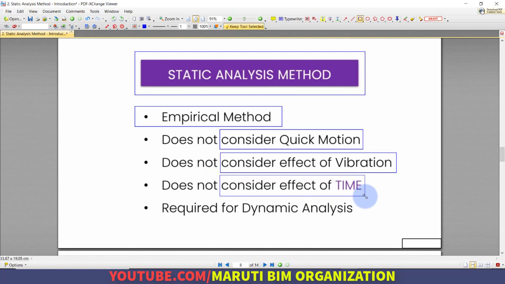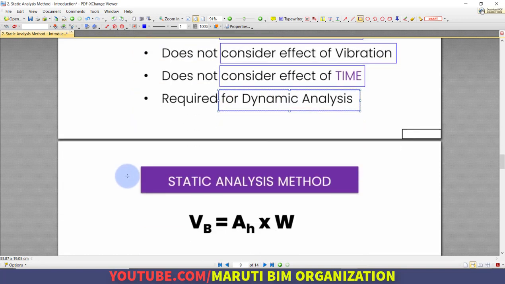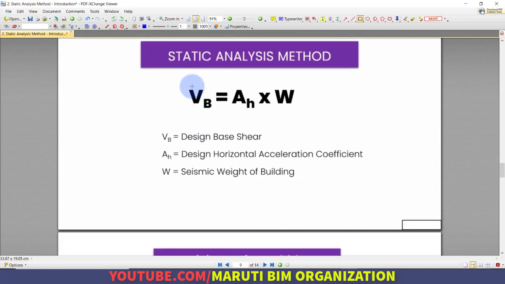Then it does not consider the effect of the time, and it will also require the dynamic analysis to perform this method. So static analysis, this is the formula. This is the very most important formula for static analysis. VB equal to AH into W. So VB means what? VB means the base shear.